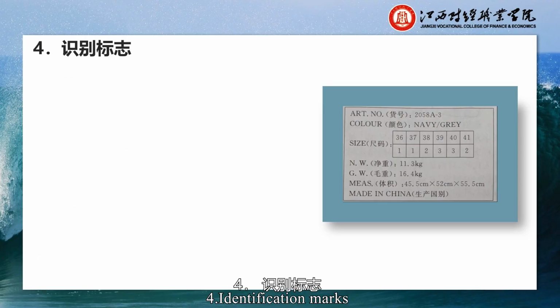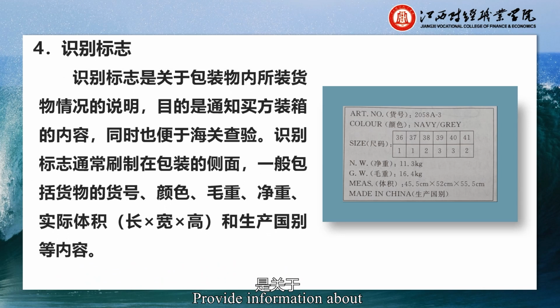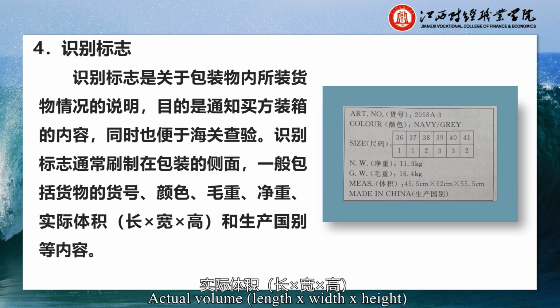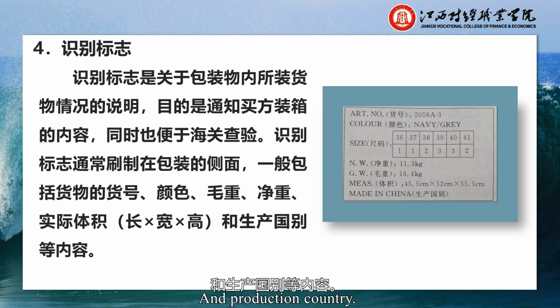Fourth, identification marks provide information about the content and the condition of the loaded goods, with the purpose of informing the buyer about the contents of packaging and also facilitating customs inspection. Identification marks, usually brushed on the side of the packaging, generally include the item number of the goods, the color, gross weight, net weight, actual volume, net length multiplied by width multiplied by height, and production country, also shown in the figure.